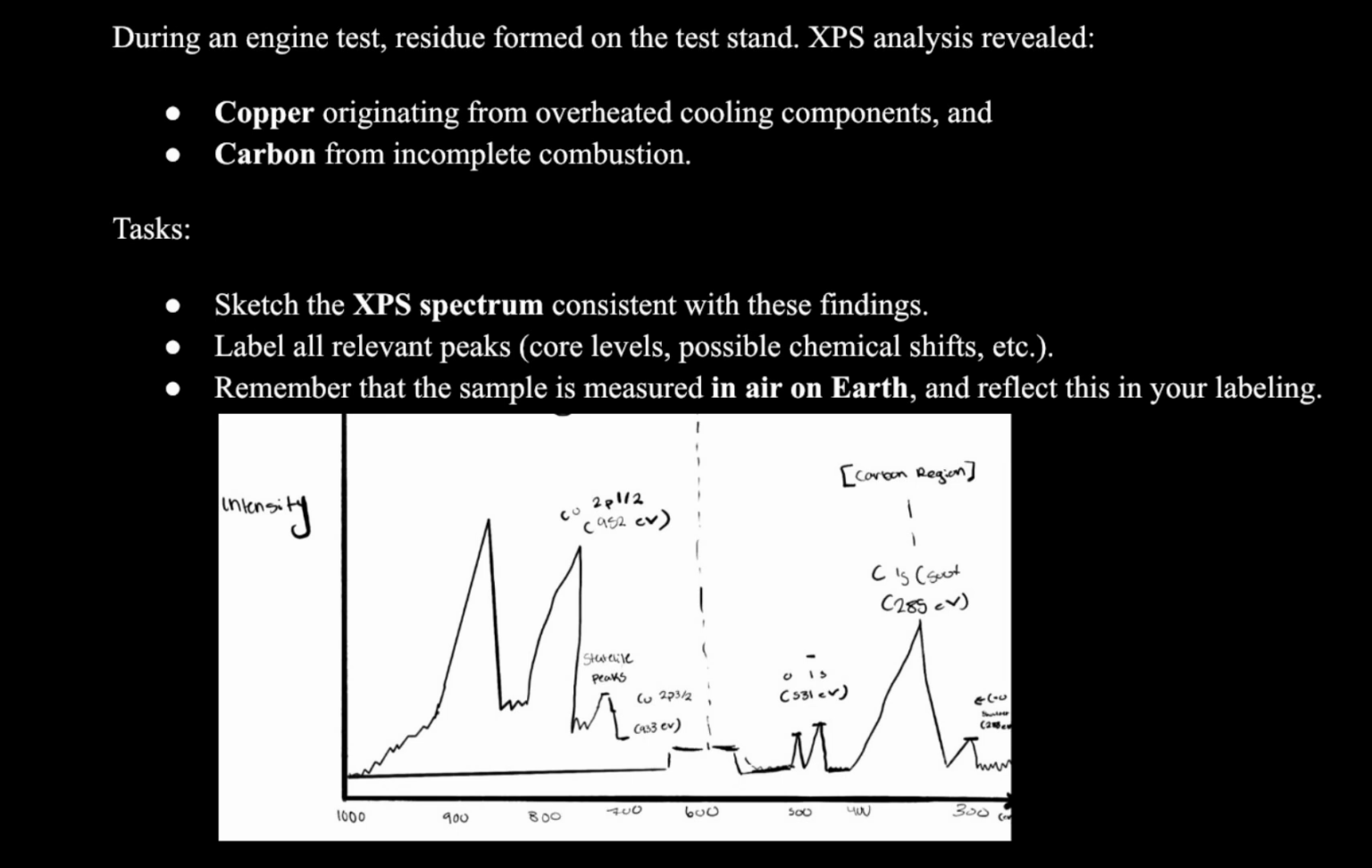For the copper cooling components, we plotted a spin-orbit doublet: the Cu 2p3/2 at 932 eV and the Cu 2p1/2 at 952 eV. Because the test happened in Earth's atmosphere, we added the oxygen 1s peak at 531 eV. Crucially, we included shake-up satellites between the copper peaks. These are the fingerprints of CuO, proving the copper oxidized when it hit the air.